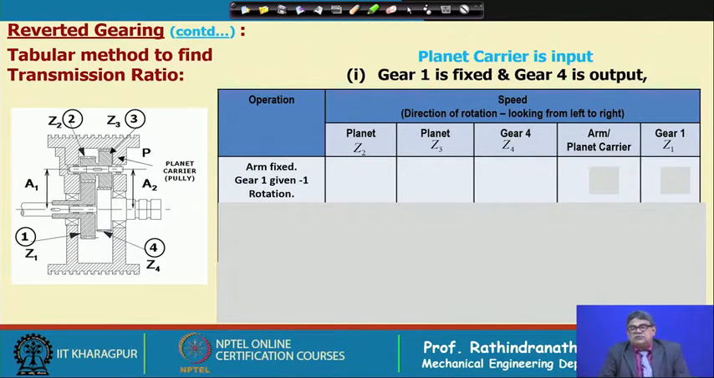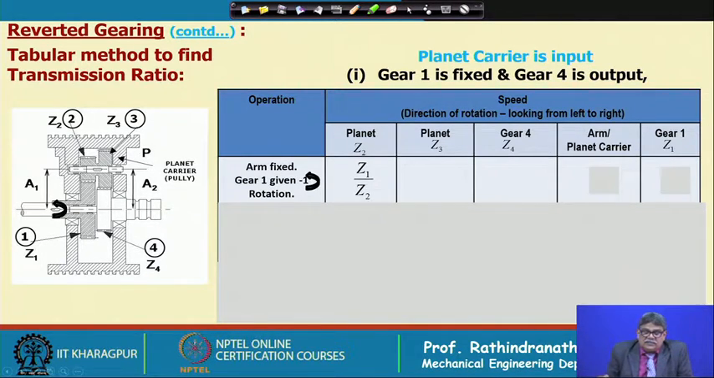Now, to find out the transmission ratio in the tabular method, what we do: arm fixed, that means pulley is fixed, and gear 1 is given -1 rotation. Looking along the axis from that side, it is rotating in the anti-clockwise direction, and looking from the right-hand side it is rotating in the clockwise direction.